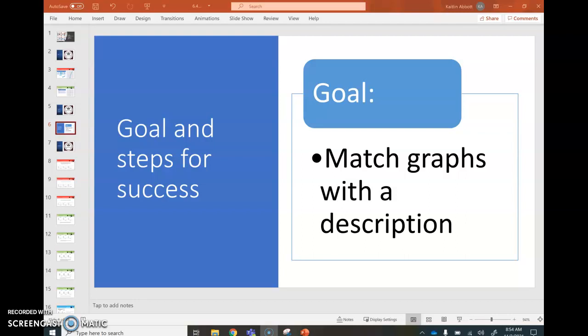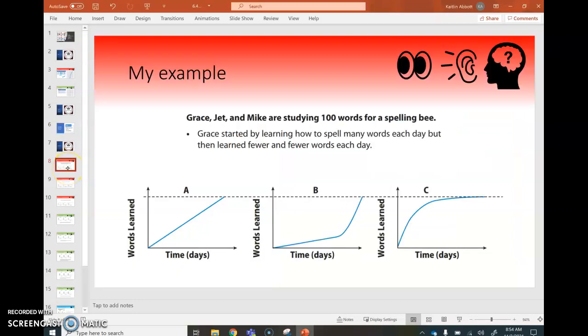Hello, this is 6.4 day 2. We're going to match graphs with descriptions today. So here's my example. We have Grace, Jet, and Mike studying 100 words for a spelling bee. Grace started by learning how to spell many words each day, but then learned fewer and fewer words each day.